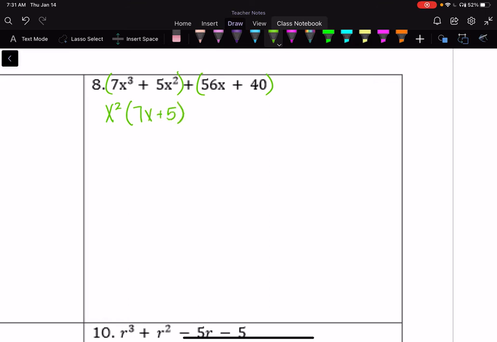And my second GCF looks a little bit more difficult to be able to find. So what I'm going to do is look and see how many times 7 goes into 56. 7 goes into 56 8 times. And how many times 5 goes into 40? 5 also goes into 40 8 times. So by seeing that, we know that my GCF is 8, and that will leave me with 7x plus 5. My funny GCF is going to be 7x plus 5. And what's left over is x squared plus 8 for my final answer.